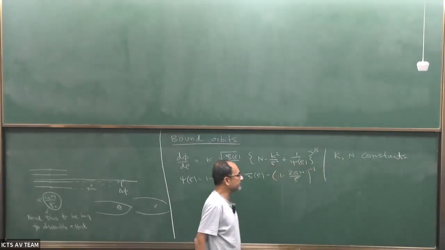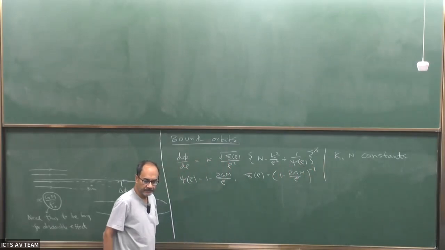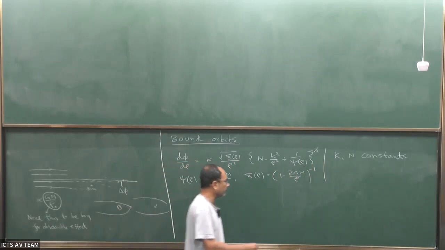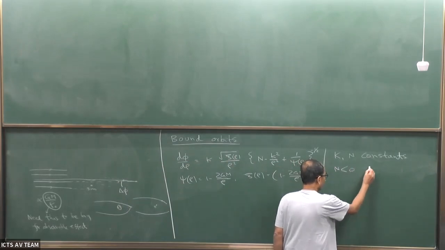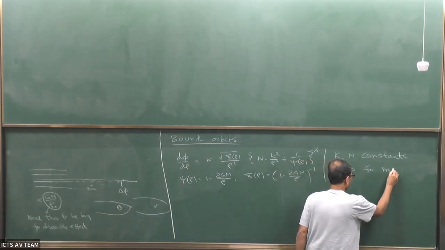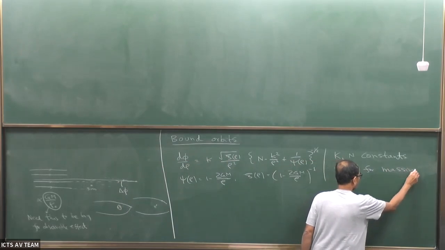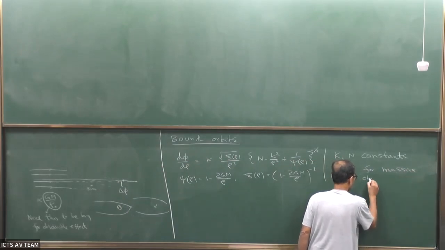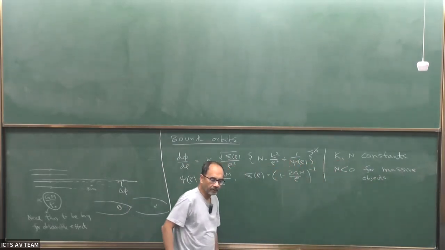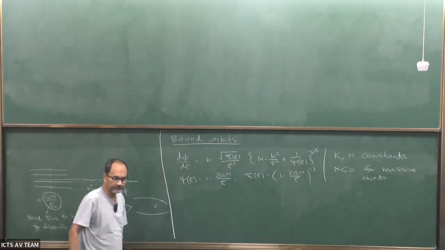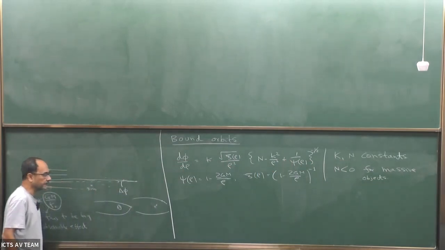Okay, n is 0 for a massless particle, and n is less than 0 for a massive particle. That's what we are going to consider now, massive objects. But otherwise, we don't know what n and k are. They are just constants of integration, and we'll fix them.